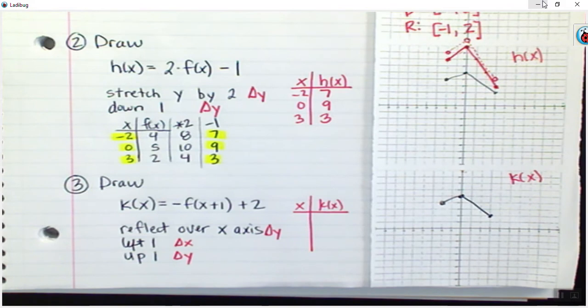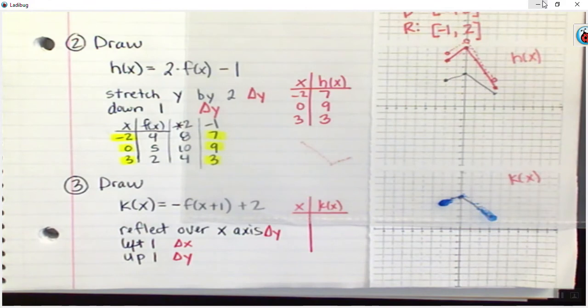The order matters. The reflection must occur before the left and the up. Now, left and up are add and subtract. Those can happen simultaneously. It doesn't matter which one you do first. Okay. How do you reflect?